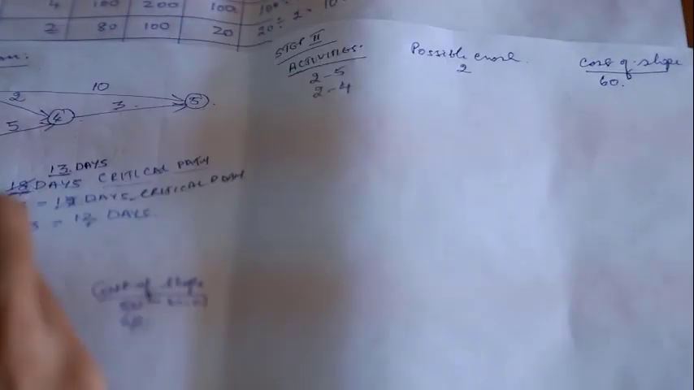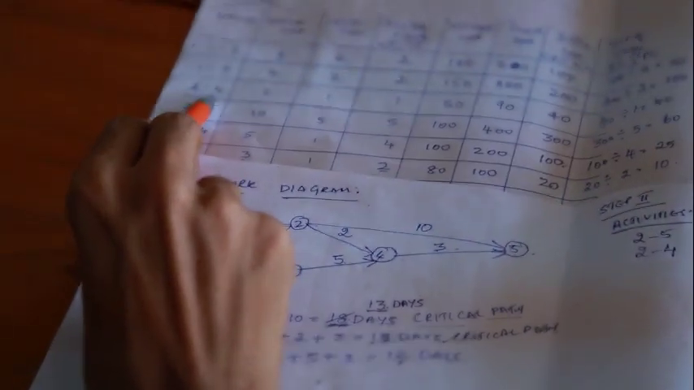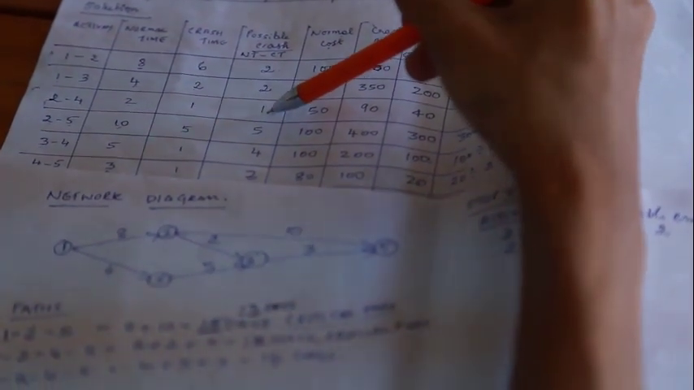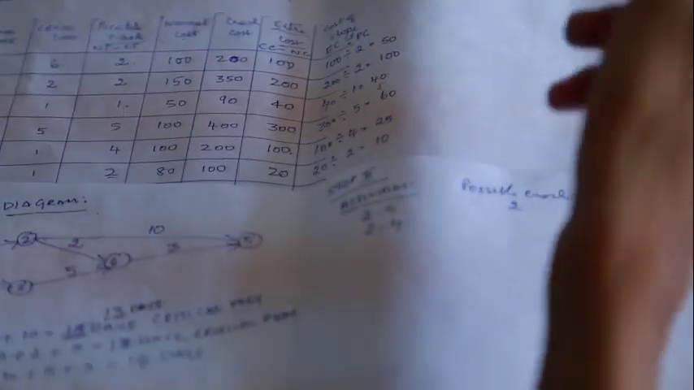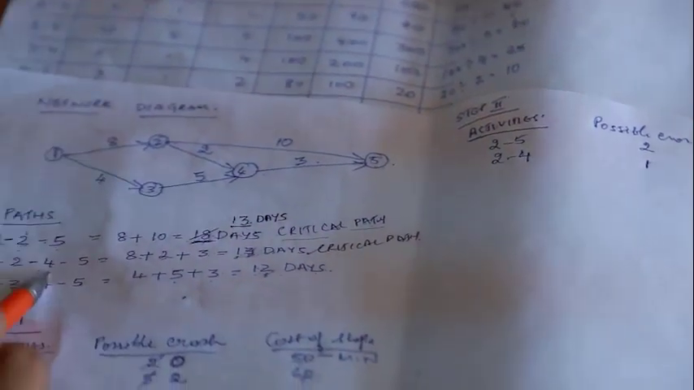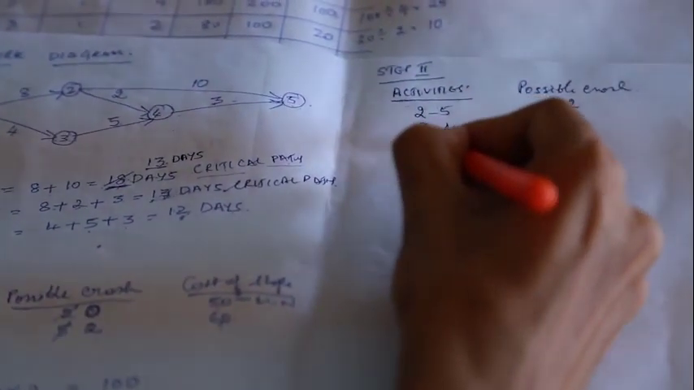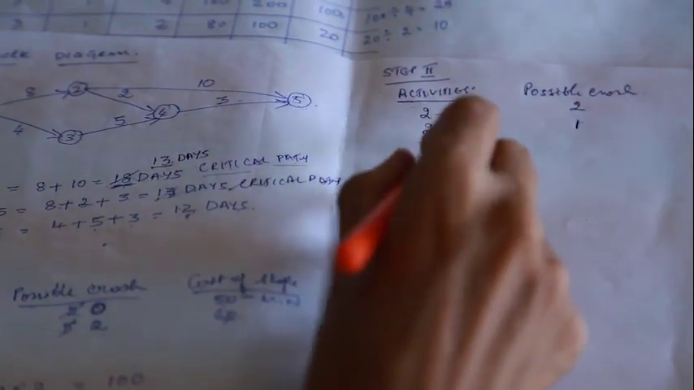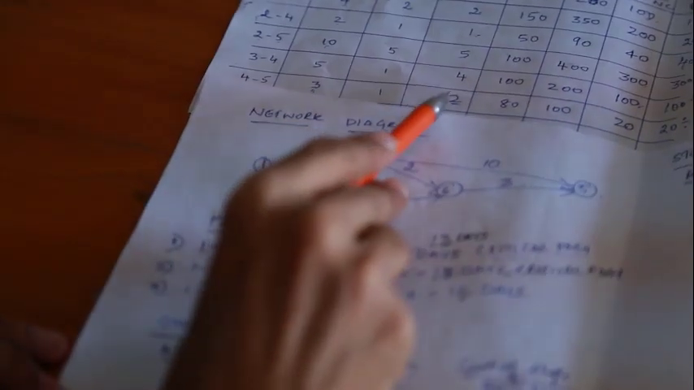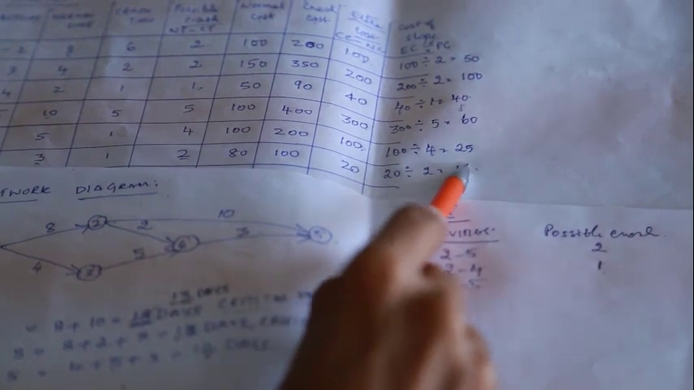Activity 2 to 4. For activity 2 to 4, I have to see the main table here. The possible crash for activity 2 to 4 is 1 and the cost of slope is 40 rupees. So 2 to 4 is over. Next one is activity 4 to 5. I have to refer to the main table to identify the possible crash here. For activity 4 to 5, the possible crash is 2 and the cost of slope is 10.